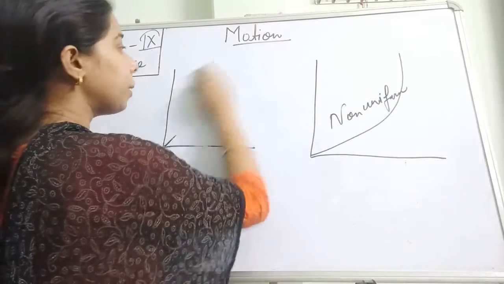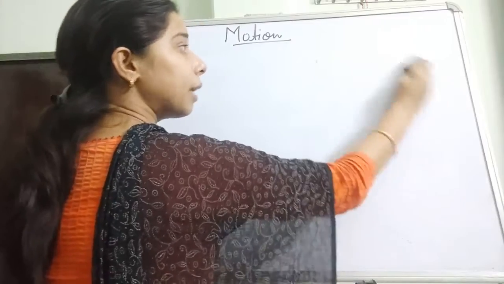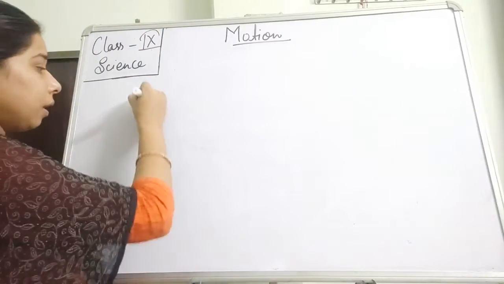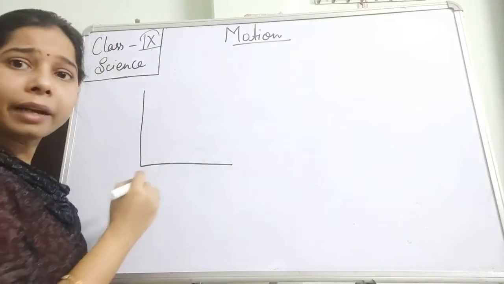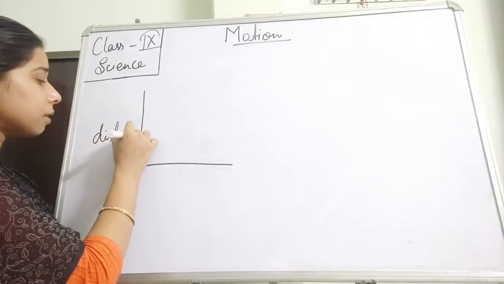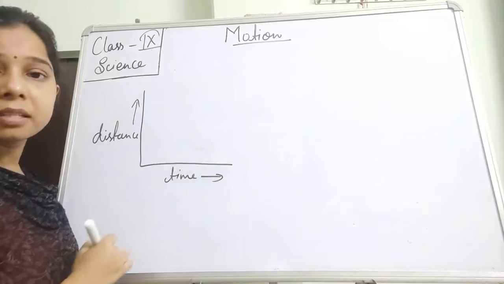Now, before we go, let me tell you one more thing about non-uniform motion. I told you the kind of graph formed in a non-uniform motion is a curved one. So what kind of curve will you get from the non-uniform motion? This is the distance and this is the time.